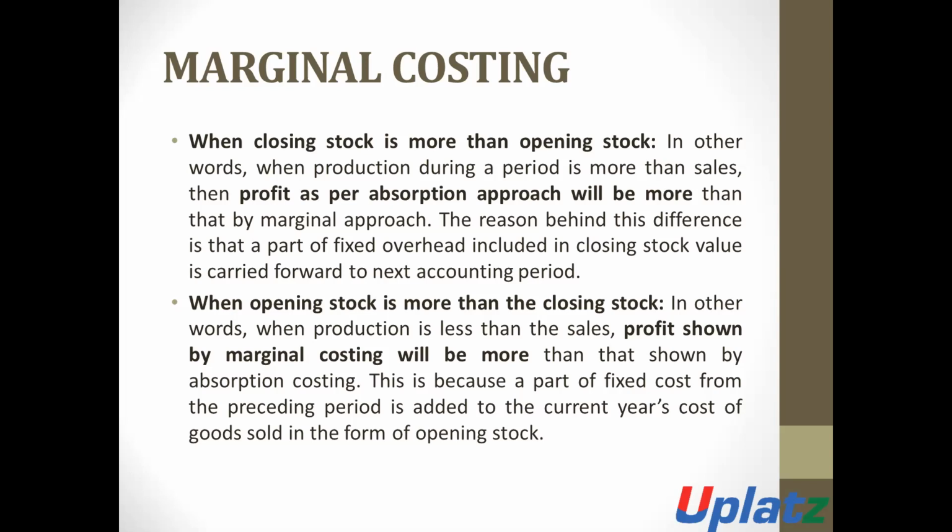And when the opening stock is more than the closing stock, in this case, when the production is less than the sale, the profit shown by marginal costing will be higher than that of absorption costing. This is because the part of the fixed cost from the preceding period is added to the current year's cost of goods sold in the form of opening stock.